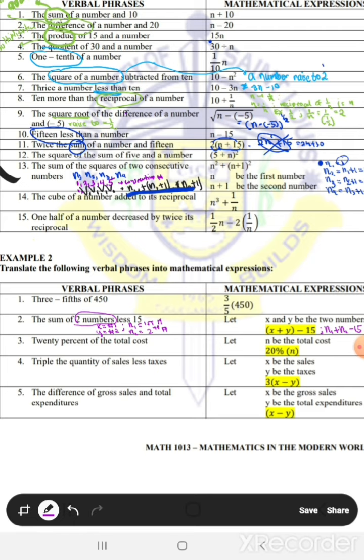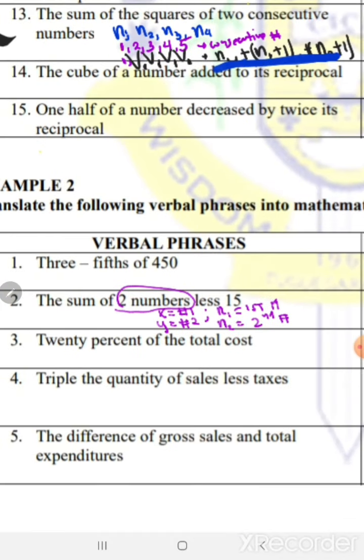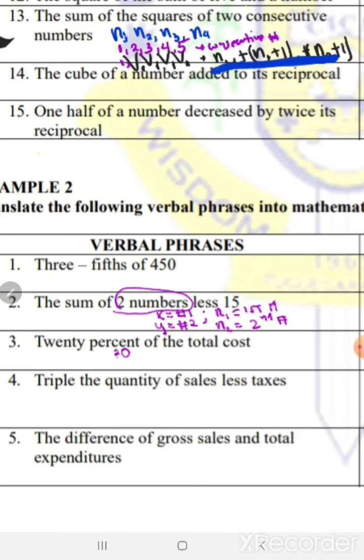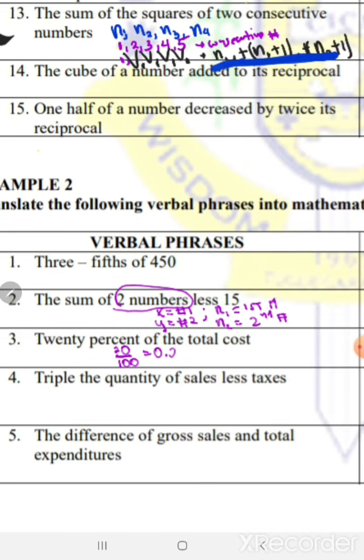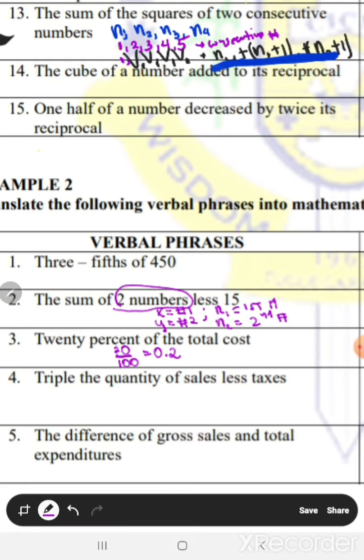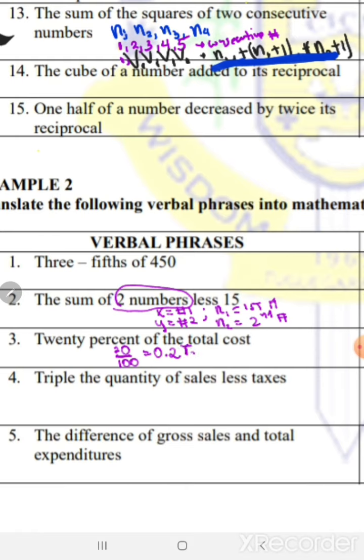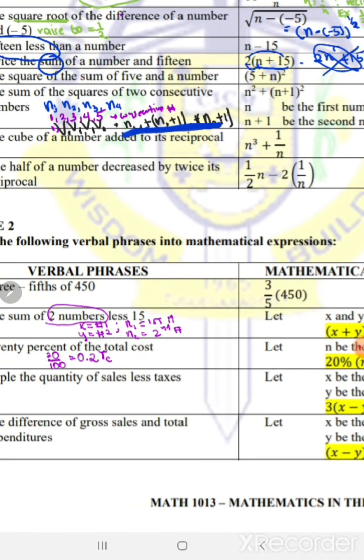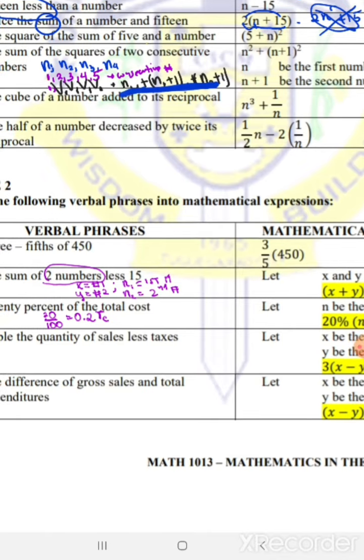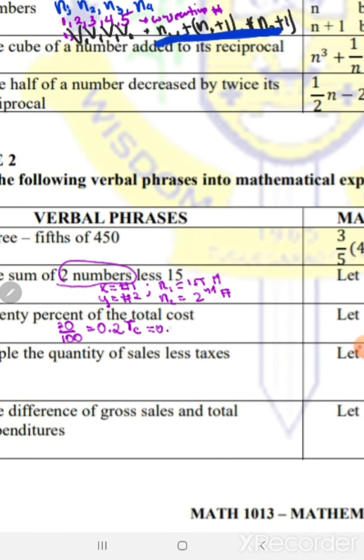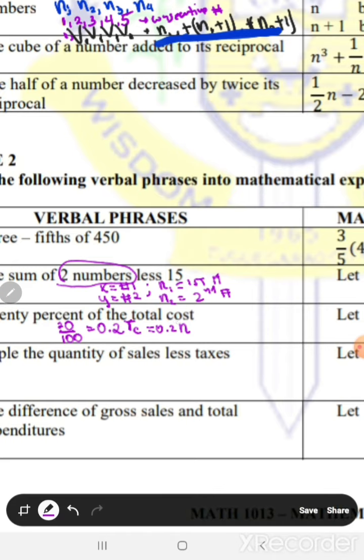Next is the 20% of the total cost. So 20% of total cost means it is your 20 over 100. Percent means 100. 20 all over 100, which is equal to 0.2 multiplied by total cost. Okay, let's say this is your TC. Yan. Total cost. Or it can be represented as 0.2 multiplied by n. Take note that your total cost and n are the same because they are variables expressed.